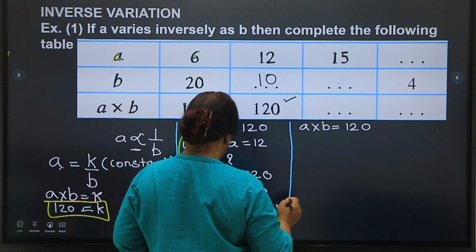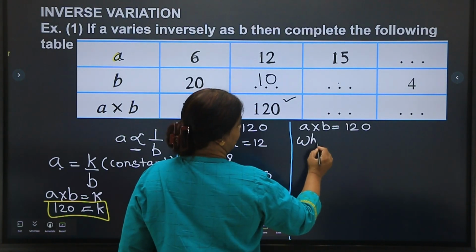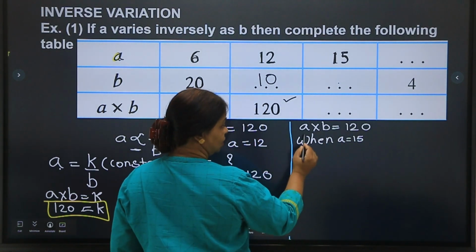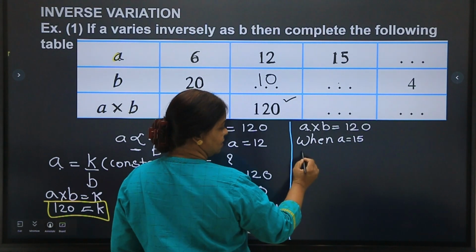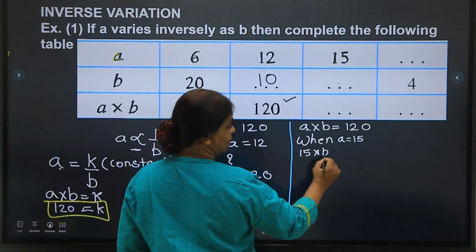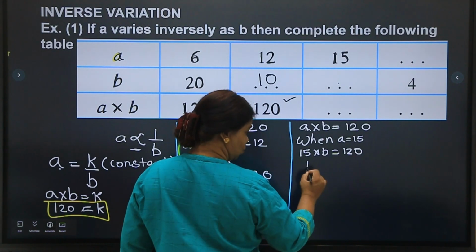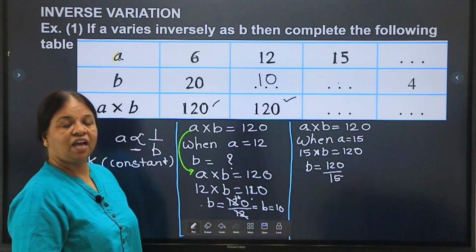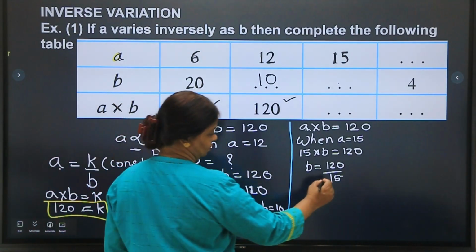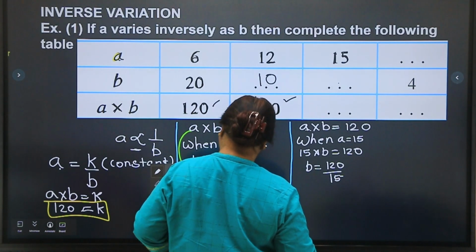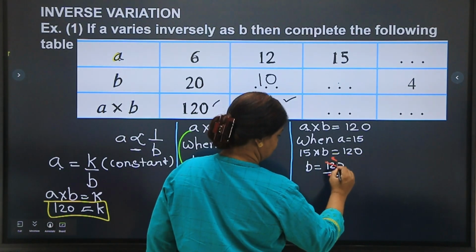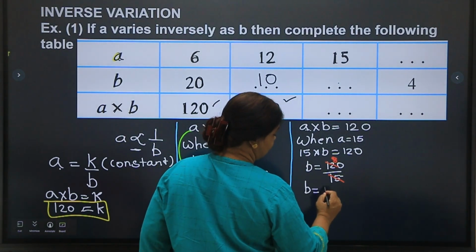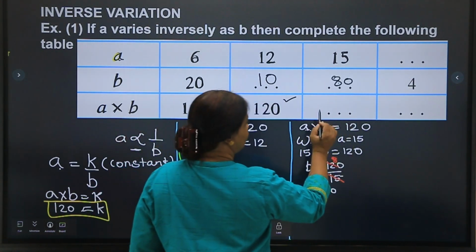So when A is equal to 15, what will be the B value? Place the value of A in this. 15 into B is equal to 120. So B is equal to 120 upon 15. 15 comes down, and 15 8s are 120. So here B is equal to 80, and A into B is 120.